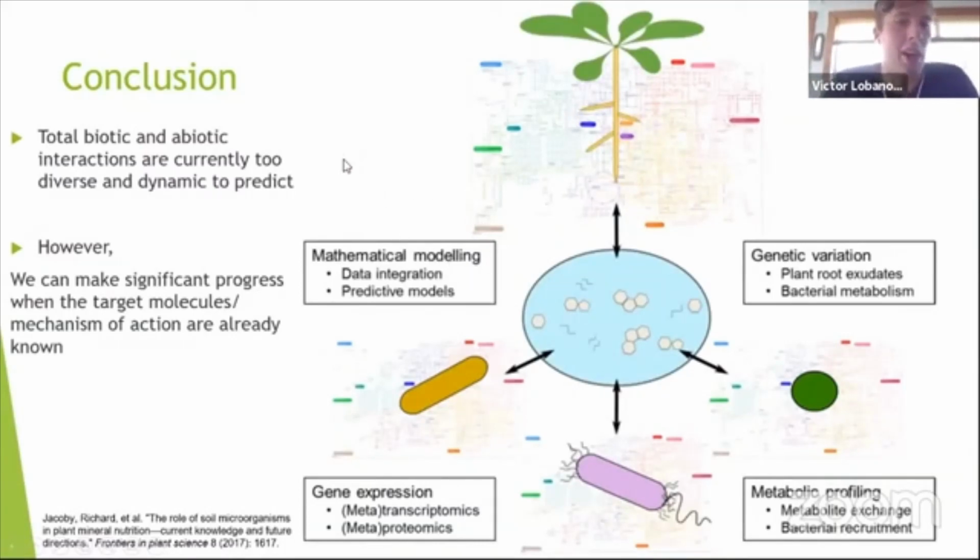We'll be able to understand more of these biotic and abiotic interactions, which currently are way too diverse and dynamic to predict. But we are learning a lot, and you've got to keep in mind that it was only in the 1980s, 1990s that we started sequencing, period. A lot of the data that we've collected is only from the past 10 years, and we're still in the process of integrating different data types. It's such a new field in the grand scheme of things. So we just need more time.